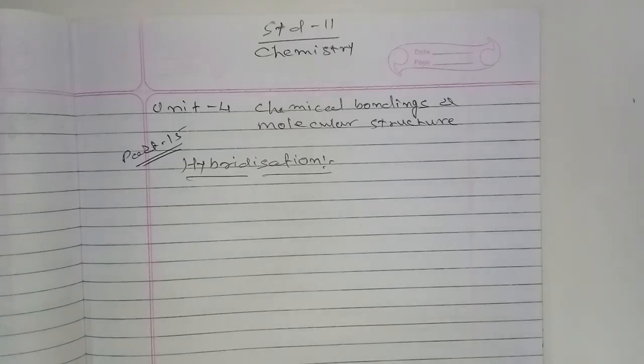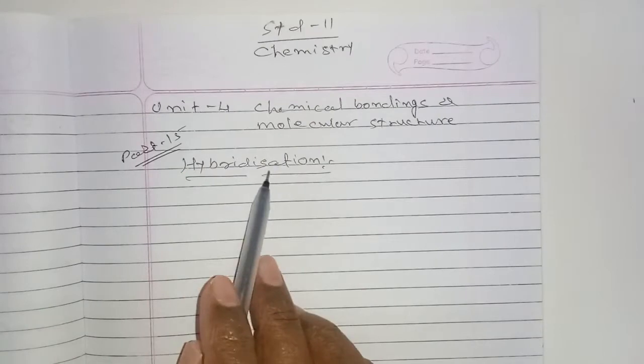Standard 11 Chemistry, Unit 4, Chemical Bonding and Molecular Structure, Part 15. Today we are going to learn about hybridization.